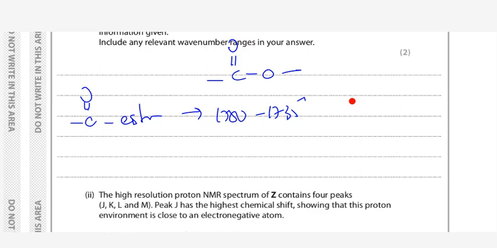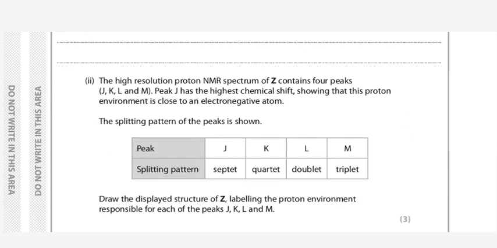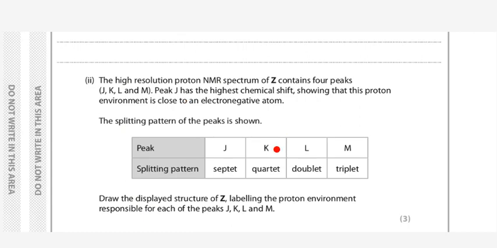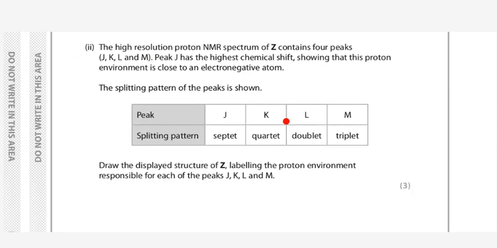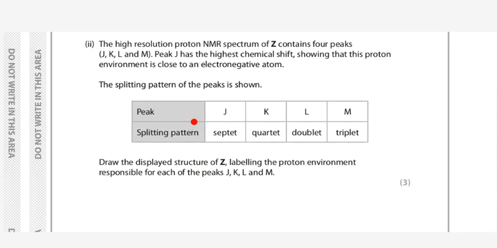The wave number of the carbonyl group confirms that it is the carbonyl group of an ester. The high resolution proton NMR spectrum of Z contains 4 peaks. Peak J has the highest chemical shift, showing that the proton environment is close to the electronegative element.